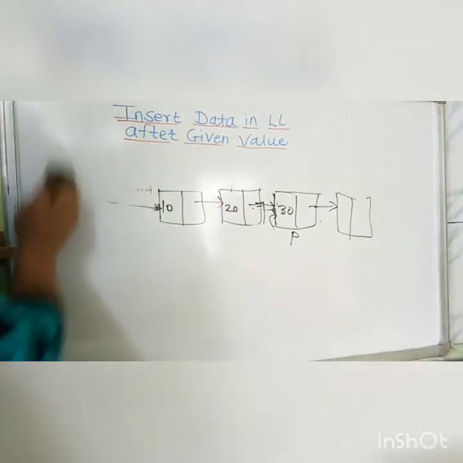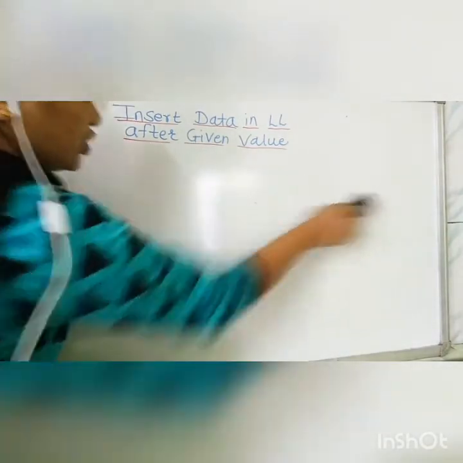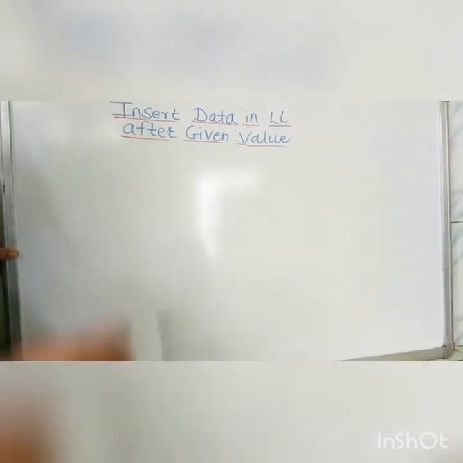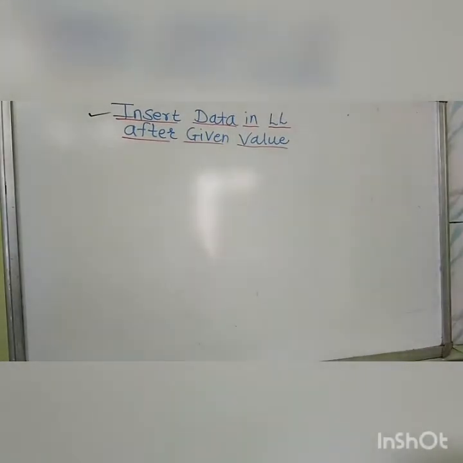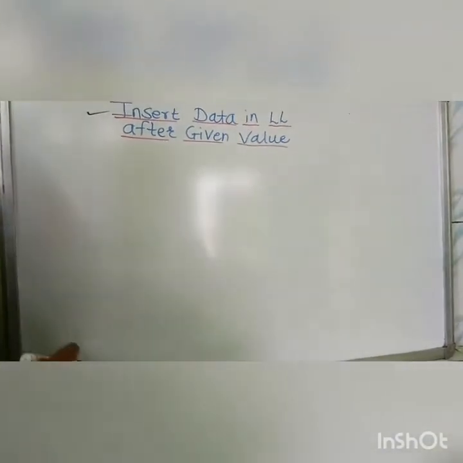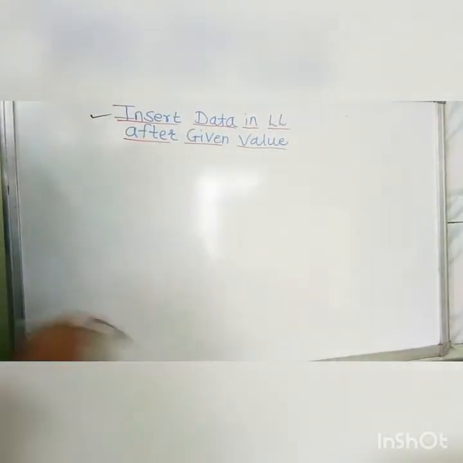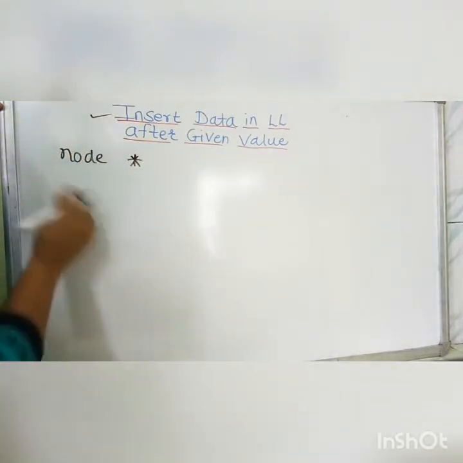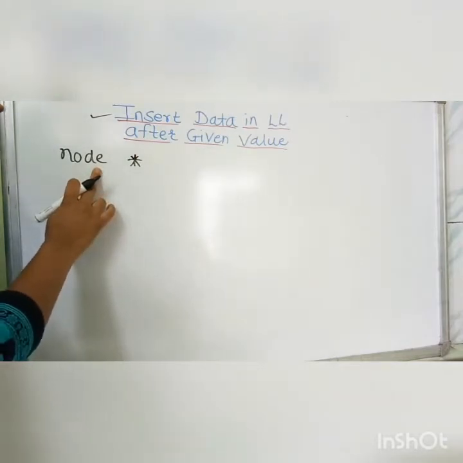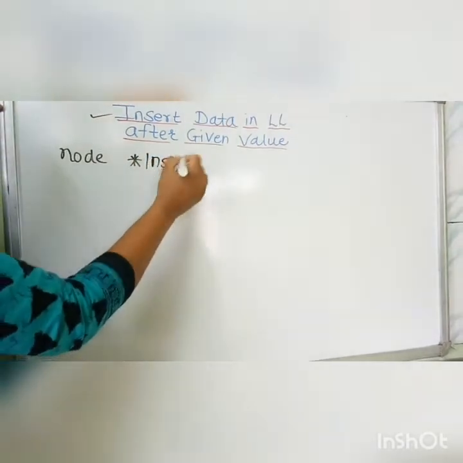Now we have to start with the first situation, that is we have to insert data in a linked list after a given value. Now we have to create a function. As it is returning the position of the head node, we always take the return type as node. Then we will write the function name as insert.